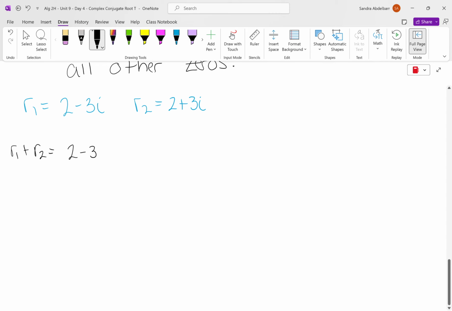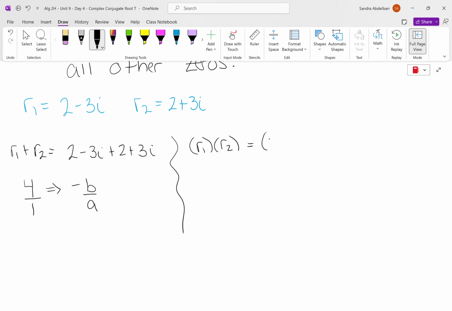So I'm going to do root 1 plus root 2, which is 2 minus 3i plus 2 plus 3i, which is going to give us 4. This is 4 over 1. This represents negative b over a. Then I'm going to find root 1 times root 2, which is 2 minus 3i times 2 plus 3i. This is going to give us 4 plus 9. That is 13 over 1, which gives us c over a.